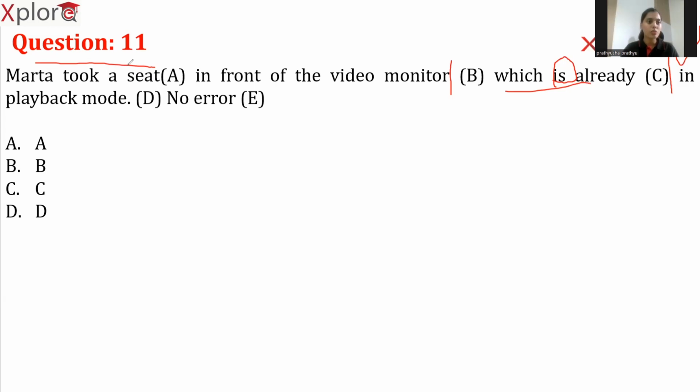As you can see, Martha took a seat. Took is referring to the past tense, because the term took is in V2 form. And the term already also refers to the past tense. Then how can we use the term is here? So the error is in part C, and the right answer is option C. We need to replace is with was. The correct sentence is: Martha took a seat in front of the video monitor, which was already in playback mode.